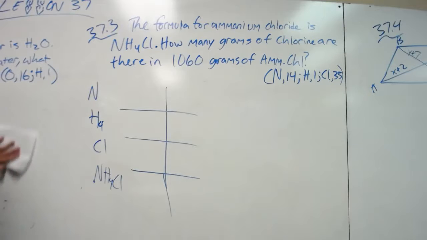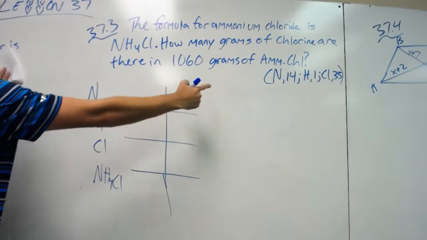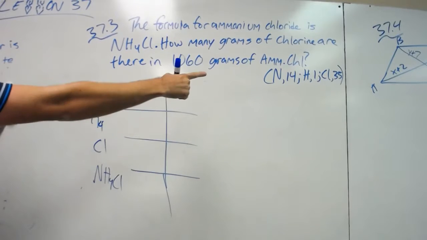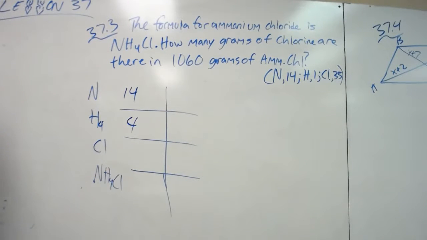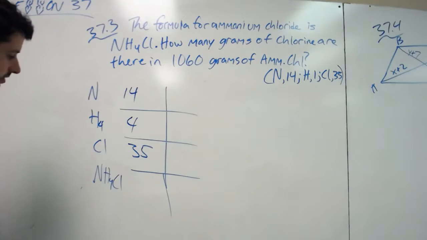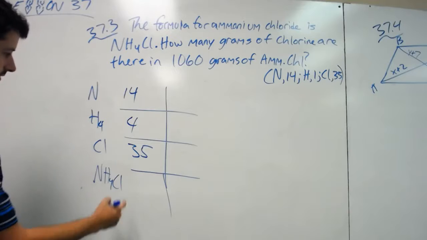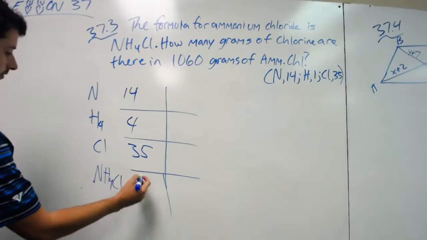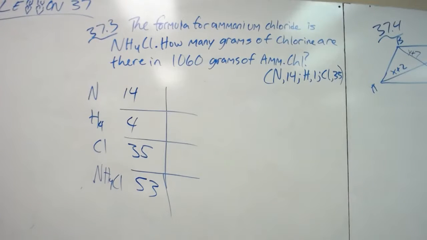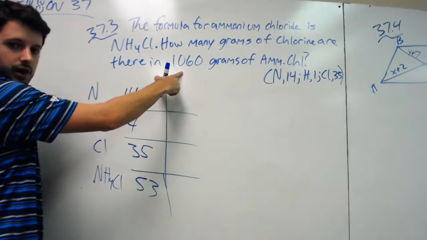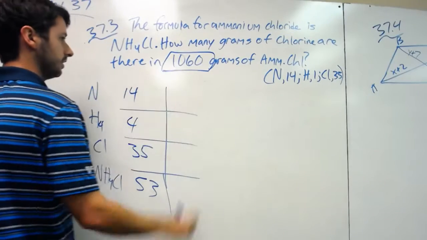Let's see, nitrogen is 14, hydrogen is 1, but there's 4 of them, so times 4 is 4. Chlorine is 35, and in the total we have 14 plus 4 is 18, 18 plus 35 is 53. Geez, that was tough. Okay, 53. Now look at what else it gives us. Look at your other clue. The other number in there is going to be your other clue. So we find that 1,060 grams.